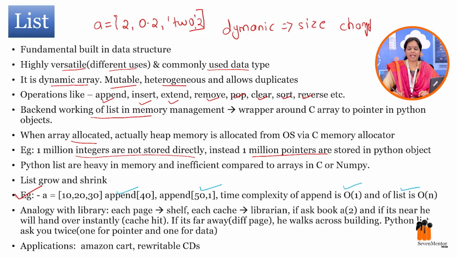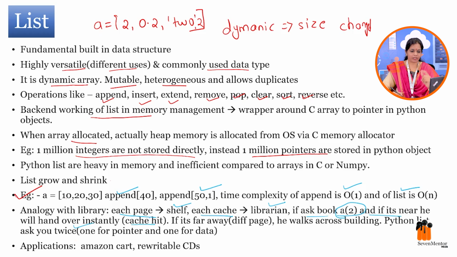I'll give you a simple analogy of a library. Suppose in a college you have a library. Let's suppose each page is a shelf, and each cache is a librarian, the person who issues the books. If I ask for a book A of 2, I am taking the example A of 2 so that you can make an analogy with the list elements and the library books. And if it is near, let's suppose the librarian is working right there, he will immediately take it out and hand it over to you.